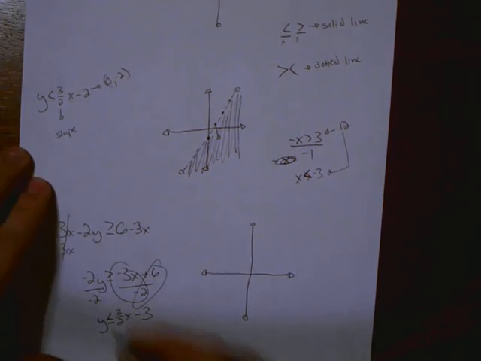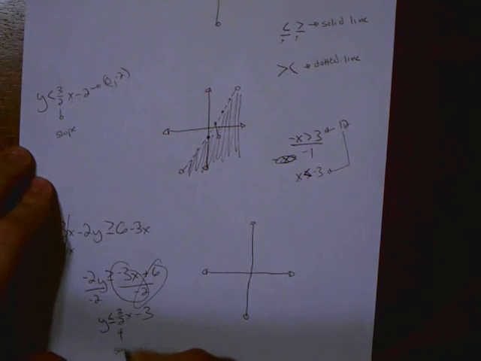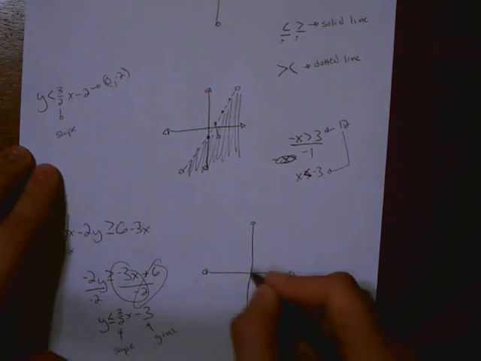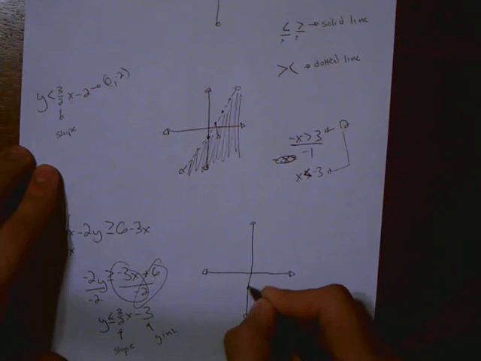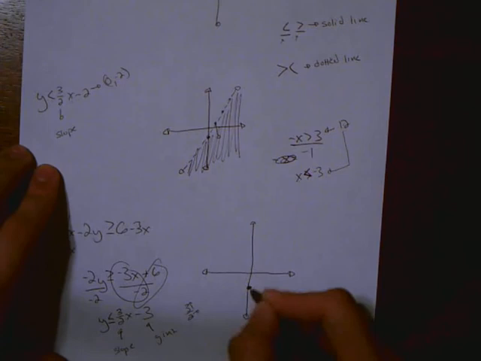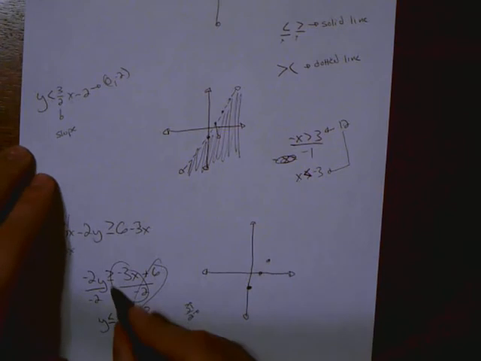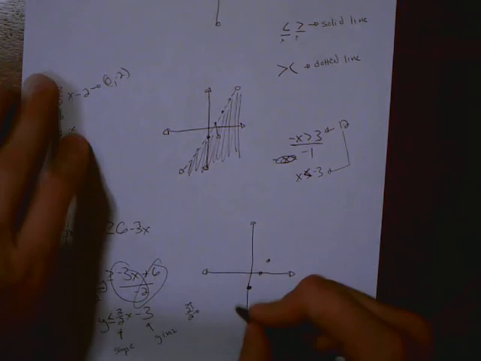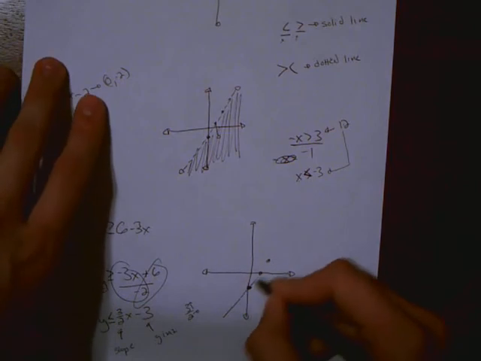From here, I just have to graph. This is my slope. This is my y-intercept. So 0, negative 3 is my first point. And then my slope is 3 over 2. So 3 up, 2 over, 3 up, 2 over, 3 up, 2 over. And I'm going to use a solid line. I've got an equivalency bar. So y can be on this line.